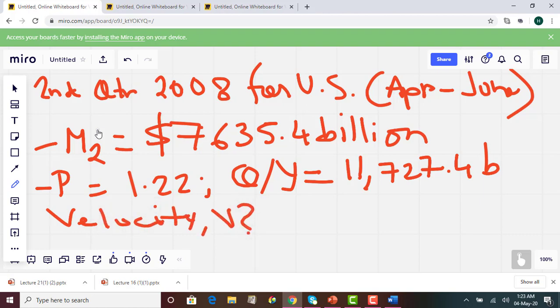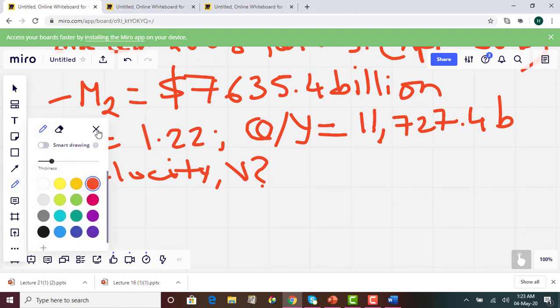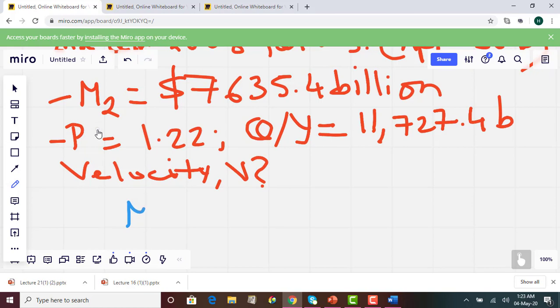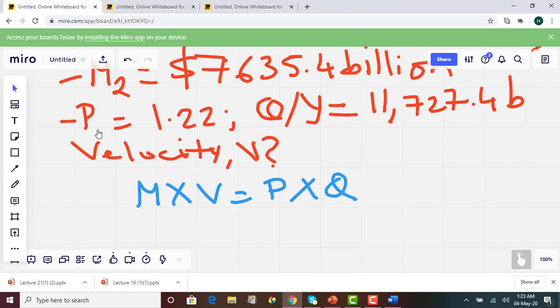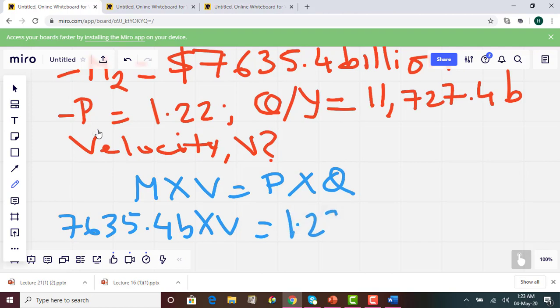Now given this, I ask you to calculate the velocity. Basically, how many times the money has exchanged hands in a particular year. So we use the formula, as you know, the equation of exchange: M times V equals P times Q. We know M; we will use M2, which is 7635.4 billion. We do not know V. P we know is 1.22, and quantity we know is 11,727.4 billion.